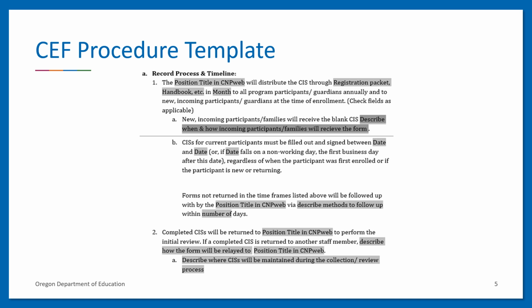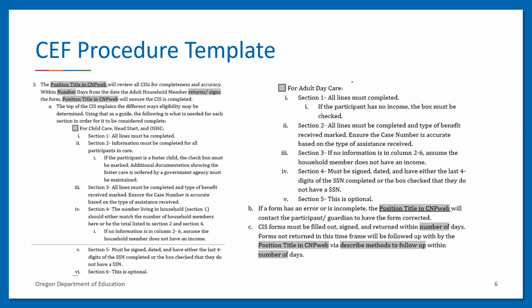Let's take a look at the first step in the procedure. Section A is to determine the record process and timeline. This section includes detailing how and when families will receive the CIS form, when the form will be distributed, how missing forms will be handled, and when complete forms are submitted, who is responsible for reviewing them, and when the review will occur.